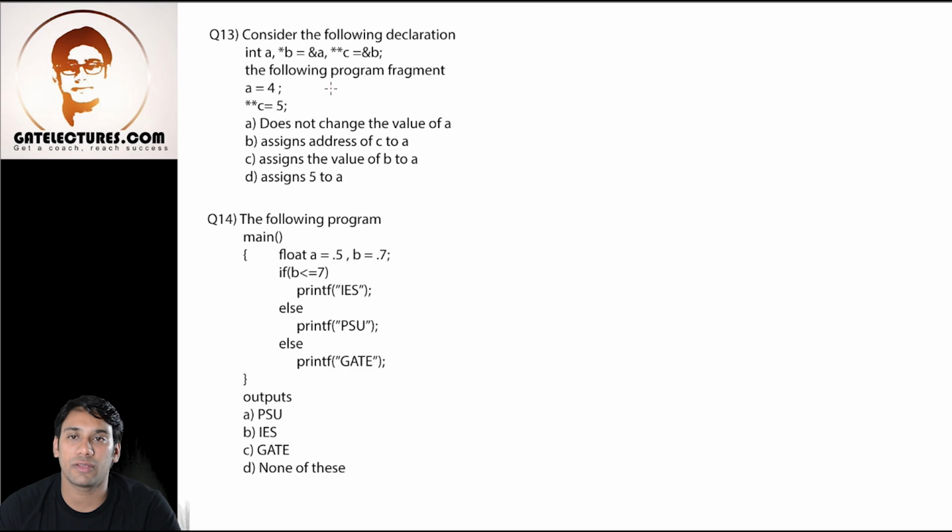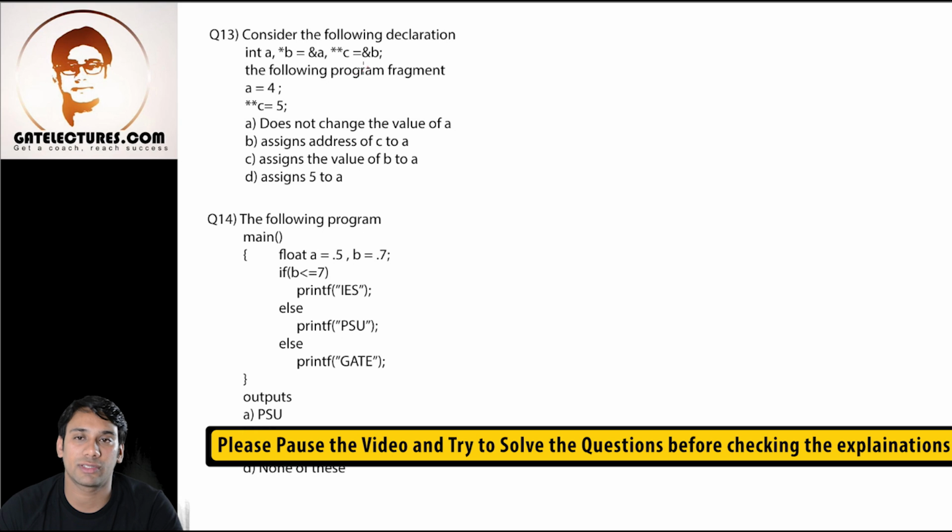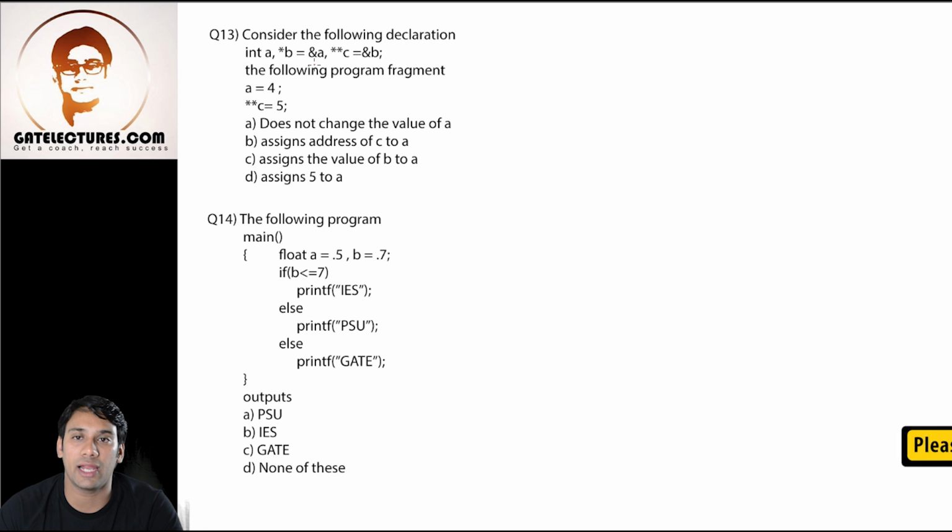So in question number 13 we have some variables, and then we have to find what the statements do. Here we have the declarations int a, *b = &a, **c = &b. This is equivalent to: there's a variable a, and let us suppose the address of this variable a is 1000.